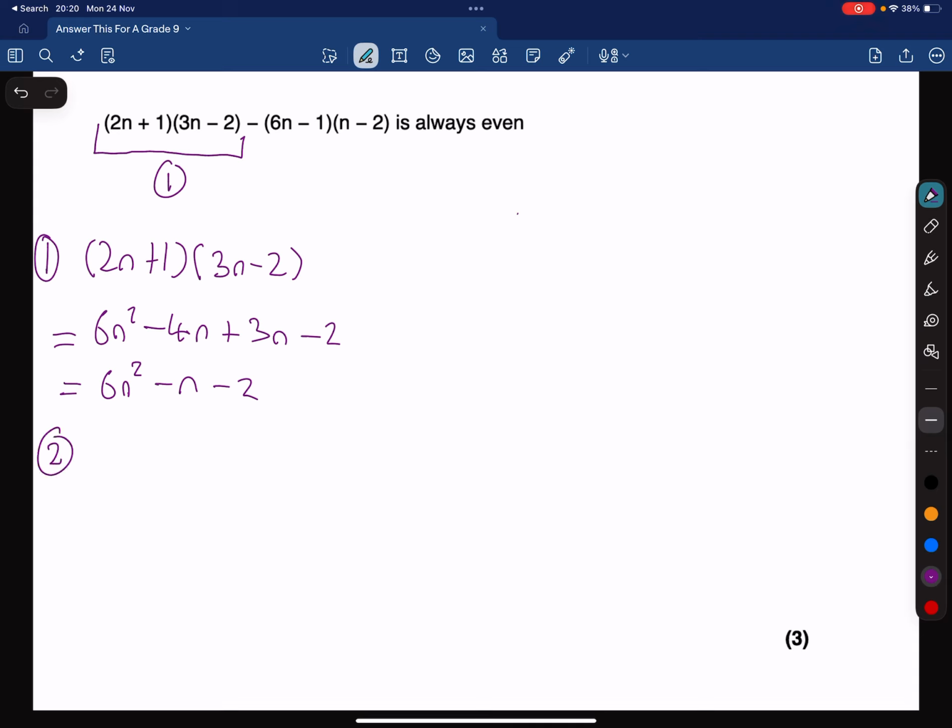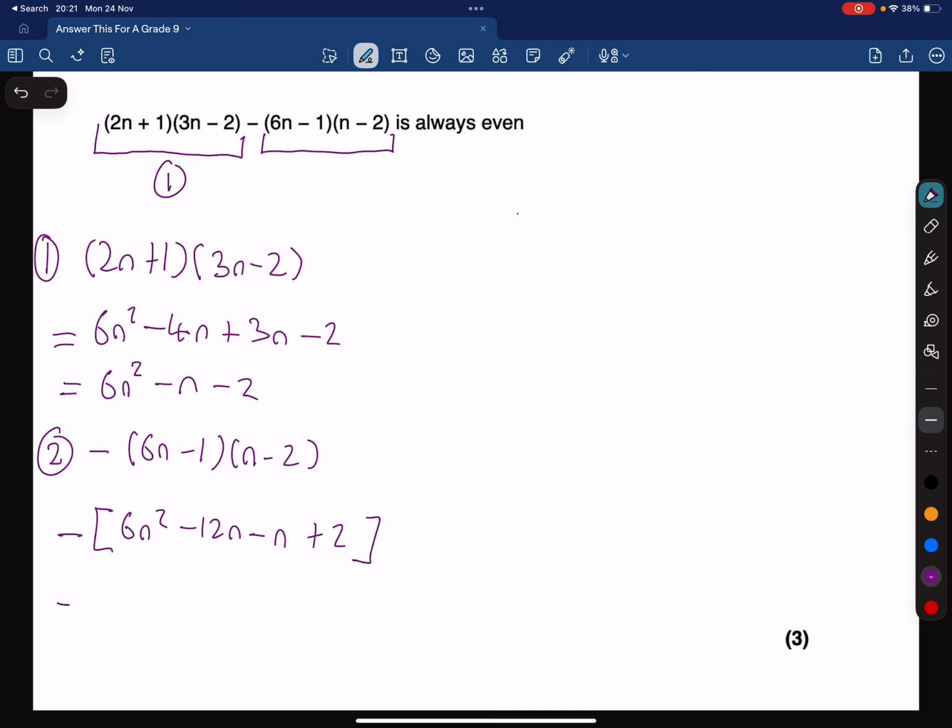Okay, step 2. Simplify minus (6n - 1)(n - 2). So I'm going to do this: minus, big bracket, I don't want to make things too complicated yet, 6n multiplied by n, 6n squared, plus 6n times minus 2, minus 12n, minus 1 times n, minus n, plus minus 1 times minus 2, which is just 2, so that'll be plus 2.